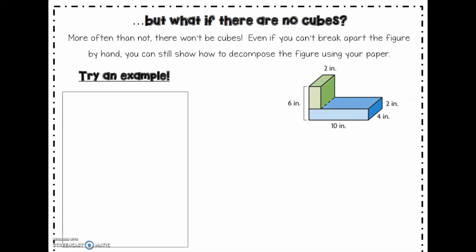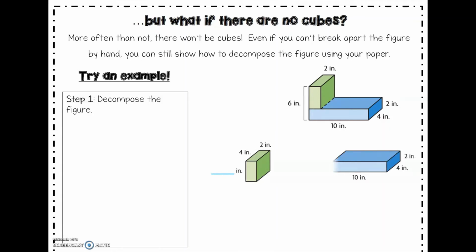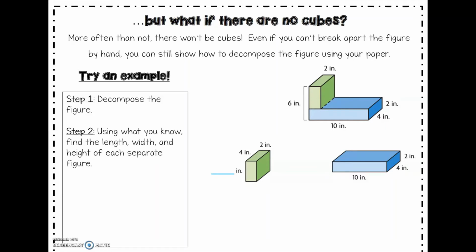I have another shape that has two pieces to it. I've got a green part on the top and a blue part on the bottom. So let's walk through those steps with this particular composed figure. First, I need to decompose it and break it apart. So I'm going to look at the top green part and bring over those units with me. And I'm going to look at the bottom blue part and bring over the units for that part of the shape. Now the next step would be to use what I know and find the length, the width, and the height of both of these figures.